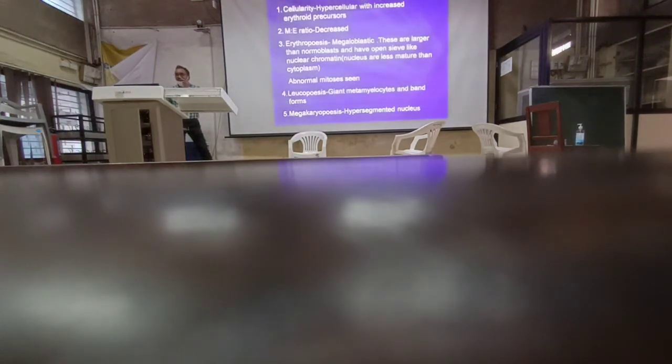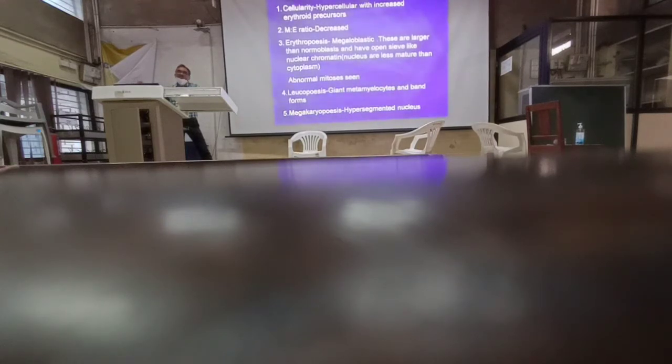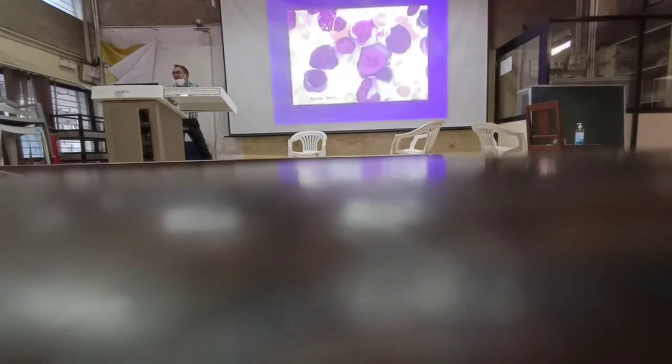Bone marrow features: cellularity will be high, M:E ratio will be decreased, erythropoiesis will be megaloblastic. These are larger than the normoblast and have open sieve-like nuclear chromatin. This will be the typical morphological appearance of B12 deficiency in the normoblast nucleus, that is open sieve-like nuclear chromatin. Why is it not clumped? Because DNA content is less. The nucleus is less mature than the cytoplasm. Abnormal mitosis will be seen. In leukopoiesis, giant metamyelocytes and band forms will be present, and megakaryocytes will show a hypersegmented nucleus.